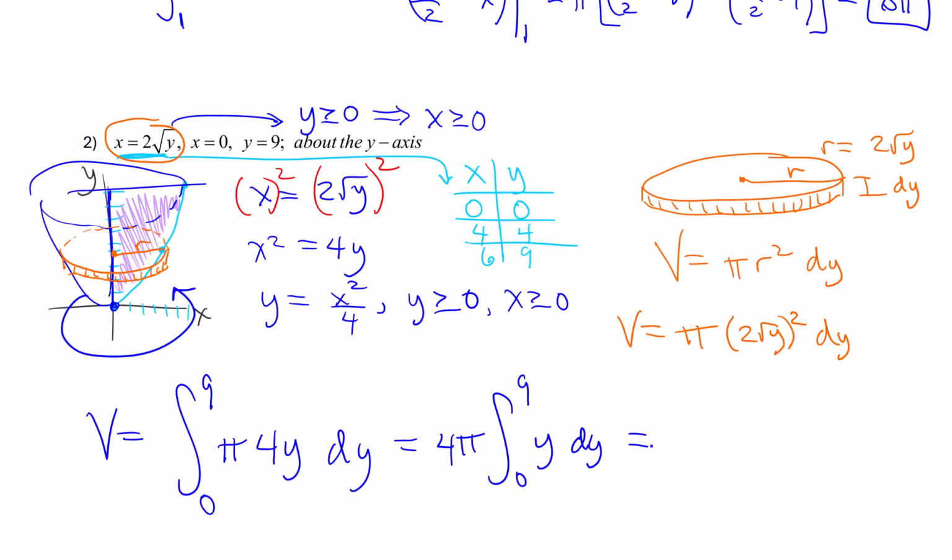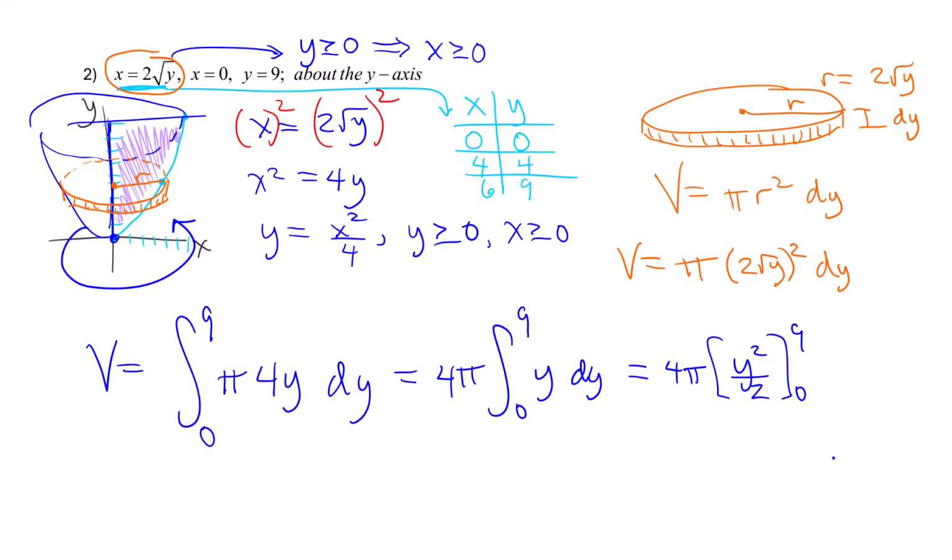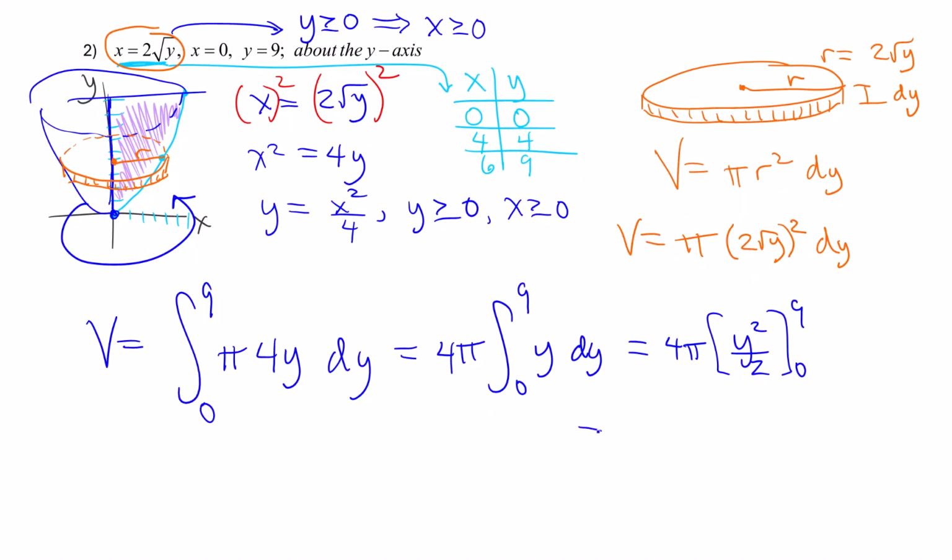So this definite integral is going to be 4 pi times, now in brackets I'm going to put the antiderivative, which would be y squared over 2 for just a function of y. But we want that evaluated from where y is going from 0 to 9. And so we can just use our algebra to get this done.